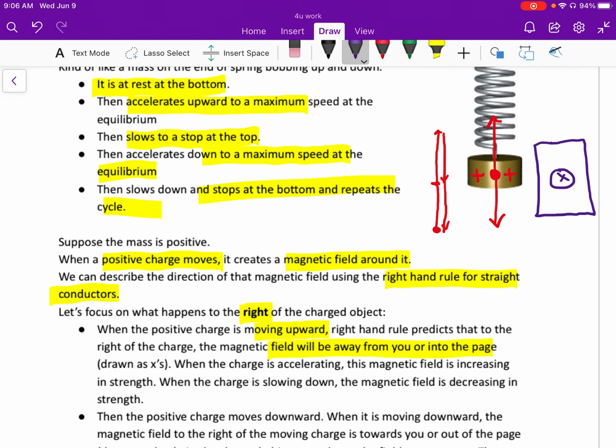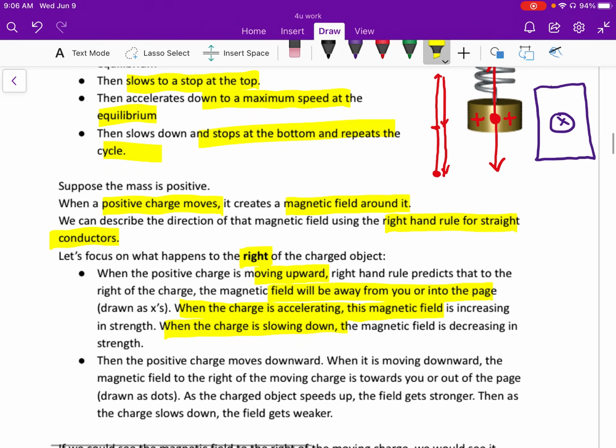The mass moves upward, but it changes speed as it goes. It speeds up for a little bit. That means we're going to have an X that's getting bigger and bigger, and then it slows down. That means our X is going to get smaller and smaller. Then the mass literally stops for a split second, so the X disappears. Then the charge starts to move downward.